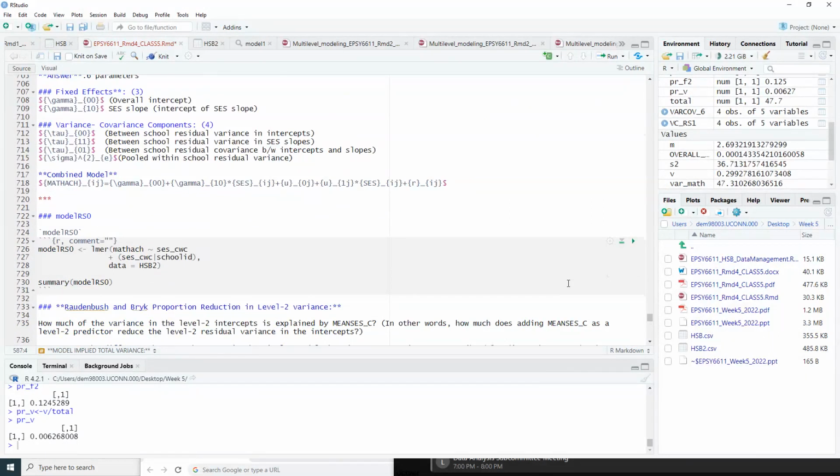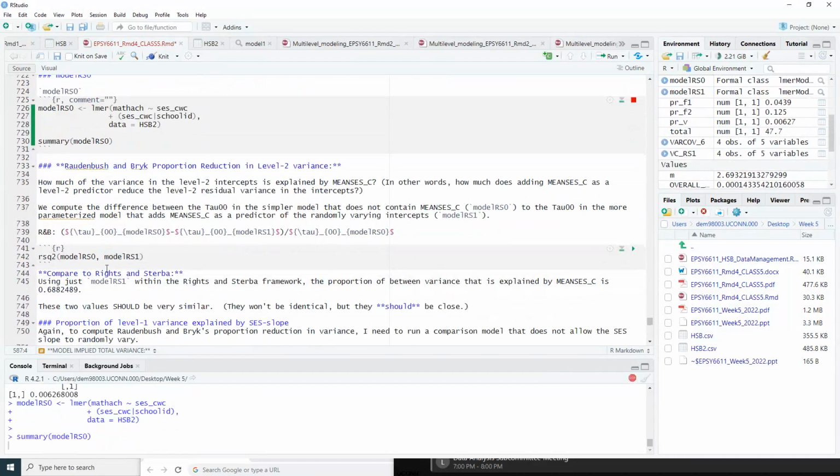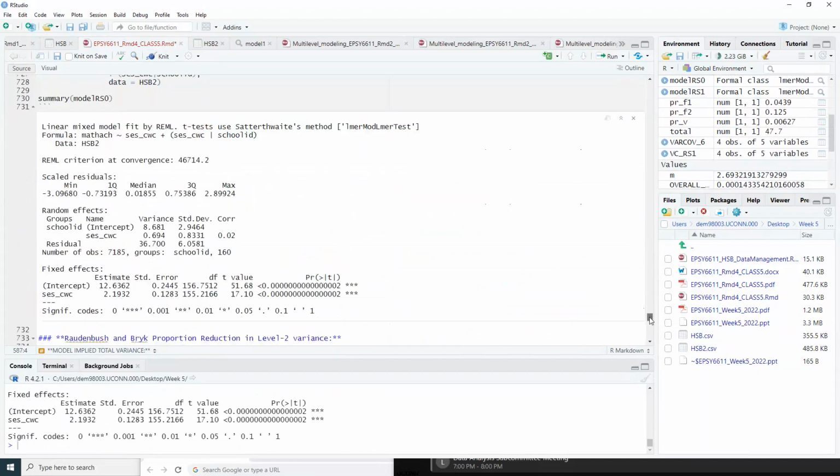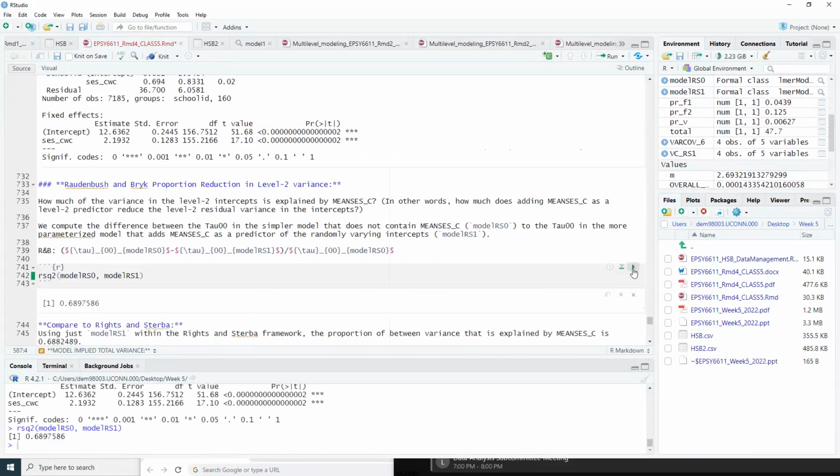So the question here is, what proportion of the level 2 variance is explained by mean SES? That seems like a reasonable question, right? And one way that I could answer that question would be just to run this model and compare the two models using that R squared at level 2 function. R squared at level 2.